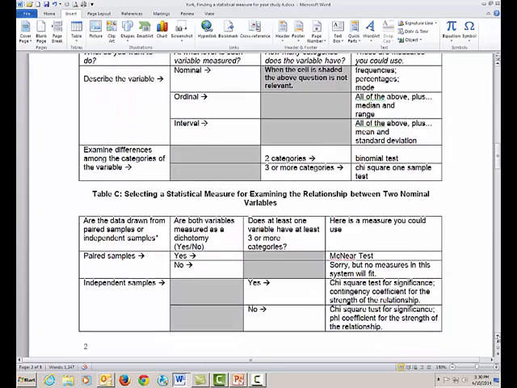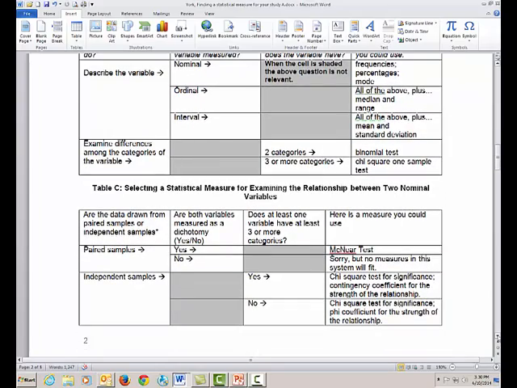So now let's move to table C, selecting a statistical measure for examining the relationship between two nominal variables. First question, are the data drawn from paired samples or independent samples? If you had paired samples or paired data, you'd look over to see whether both variables are measured as a dichotomy, meaning strictly in two categories, yes or no, as an example. If both variables are measured as a dichotomy, you can see that the measure you could use is the McNemar test with paired samples.